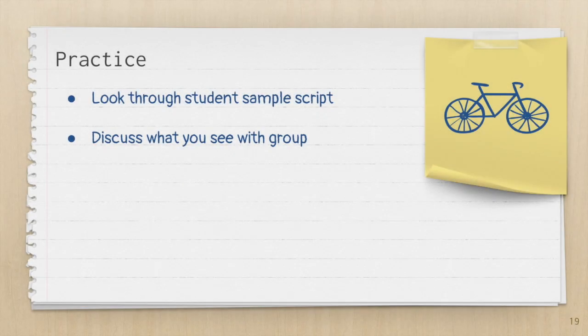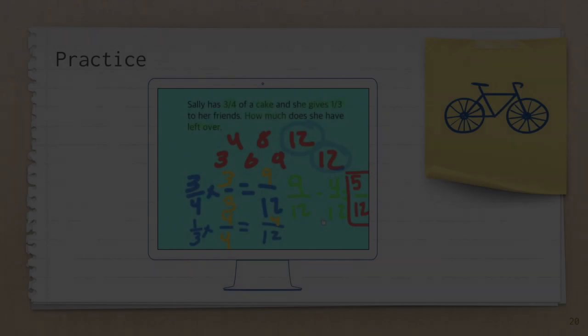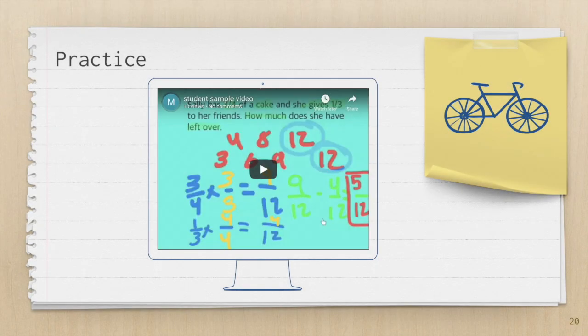It's time to practice evaluating student work. Please take a moment to look through the student sample script and discuss what you see with the group. Now that you've had a chance to look through a student's script, please have the rubric in front of you. As a group, you will watch the student POP and evaluate the work using the rubric. Use the rubric and pause the video periodically if needed to grade the student video.